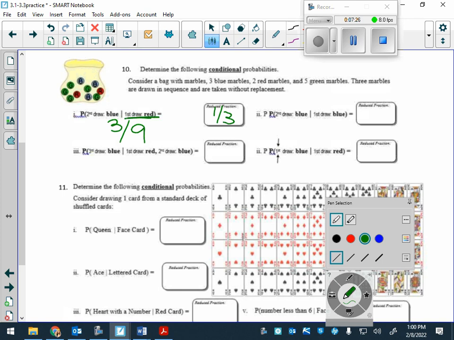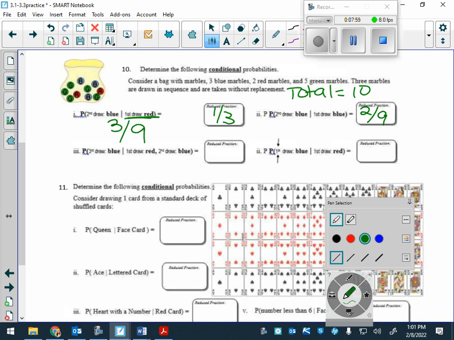This first draw red already happened. So instead of 10 marbles, we are down to 9. And out of those 9, there's still 3 blue left. The second one, probability the second draw is blue given the first draw was blue. Rosanna? 2/9. Excellent. The denominator also decreases because we got rid of 1 marble. However, that marble was already blue, so we have to get rid of 1 from 3.